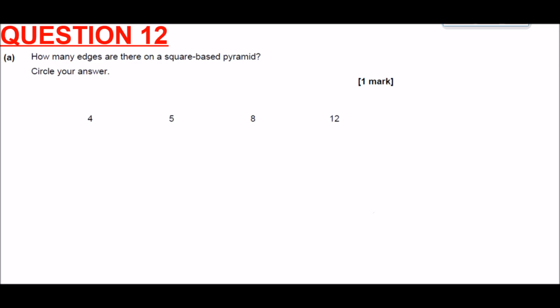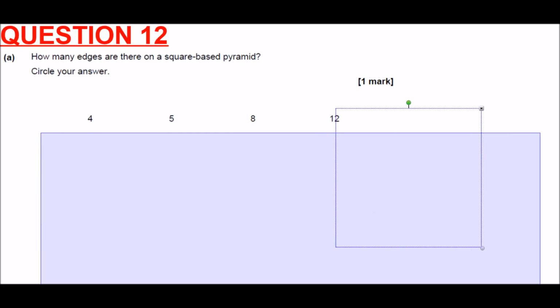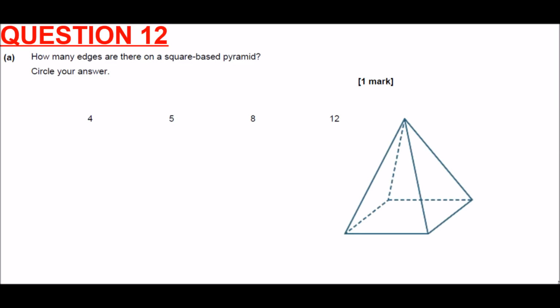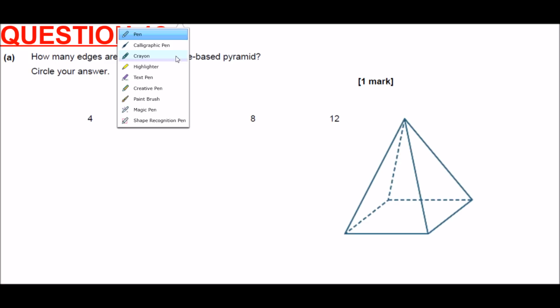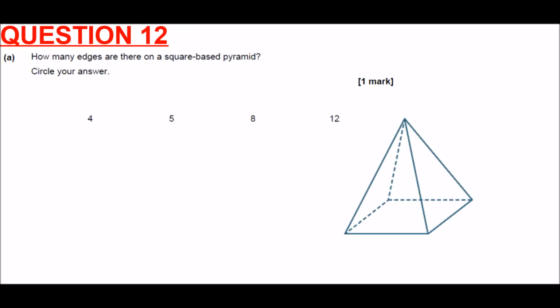Question 12. This is about shapes. So we were asked first of all for part A, how many edges are there on a square-based pyramid? What I've decided to do is just to remind you what a square-based pyramid would look like by just getting a diagram of one to hand. And so edges of a shape are just the straight lines that join the corners, that join the vertices. So when we're talking about edges of a shape, we can just note these down here.